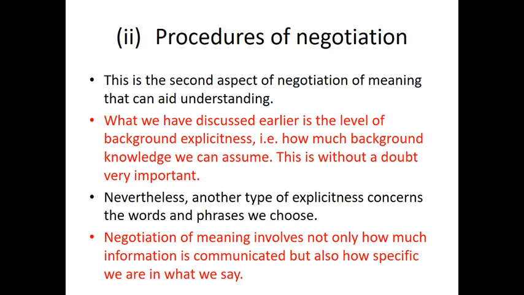Procedures of negotiation. This is the second aspect of negotiation of meaning that can aid understanding. What we have discussed earlier is the level of background explicitness, how much background knowledge we can assume. This is without a doubt very important. Nevertheless, another type of explicitness concerns the words and phrases we choose. Negotiation of meaning involves not only how much information is communicated, but also how specific we are in what we say.